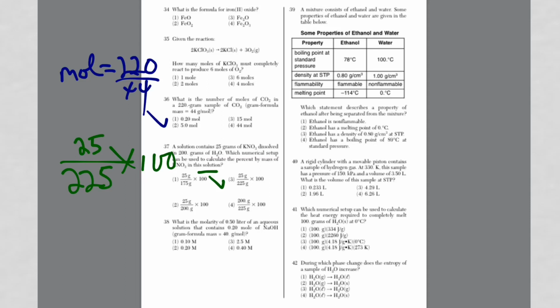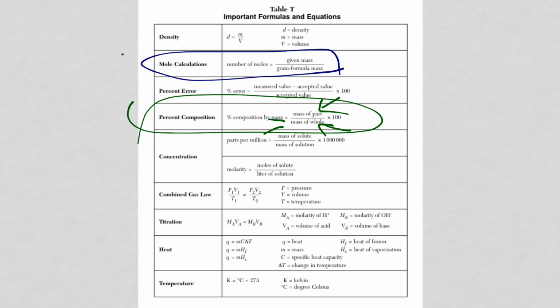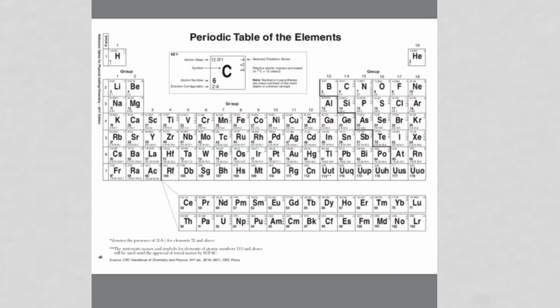Let's go on to 38. Okay, we're looking for molarity. We have a half liter of aqueous solution that contains 0.2 moles of NaOH with a gram formula mass of 40 for NaOH. So molarity, the symbol is capital M. Again, we're doing a calculation. So let's check reference table T. And sure enough, here's the molarity equation. Moles of solute, that's what's being dissolved, divided by liters of solution. So let's go back and take a look.